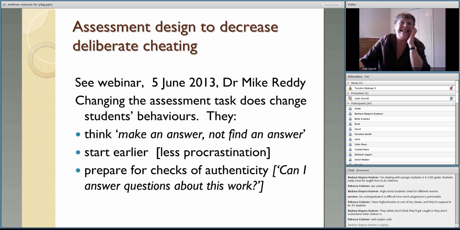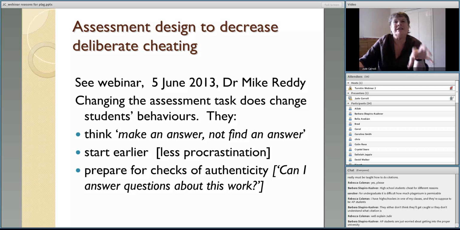This is a slide to say that all the things that we were talking about just now around assessment designed to decrease deliberate cheating will be talked about by Dr. Mike Reddy on the 5th of June. And many of the things that I was just talking about around contract cheating are in these solutions as well. So the answer is about setting a question where they have to make an answer, not find it. Starting earlier, we've already talked about that. And this checks for authenticity. Can you answer questions about your work? Those are the kinds of strategies.